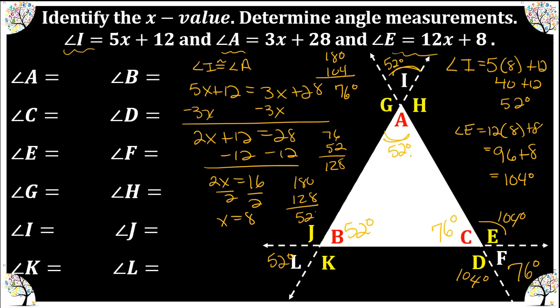We can get J by adding 52 and 76, which we just did here. So that's 128. We can get G and H by adding 52 and 76, which we already did. Notice that we did have two congruent interior angles. So this is all the measurements of our diagram.